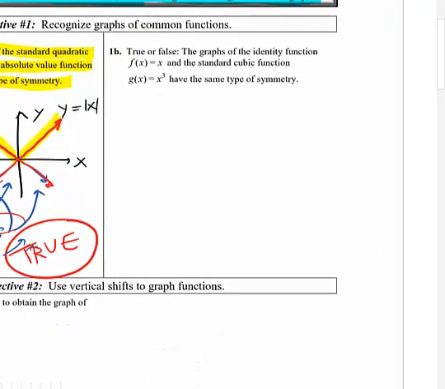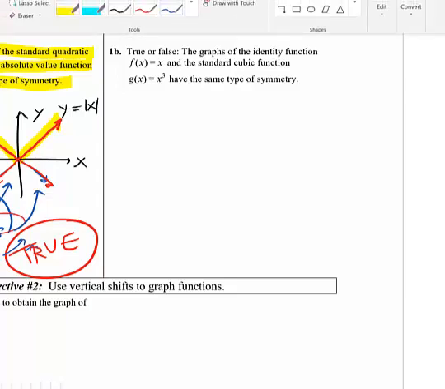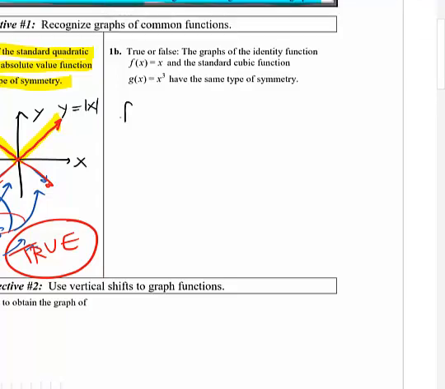And then the second part, problem 1, part B, says, true or false, the graphs of the identity function f of x equals x. That one we didn't draw at the top of the page, but I can think about it. Remember that anytime you want to graph a function, you can always replace f of x with y, and that helps me to wrap my mind around it.